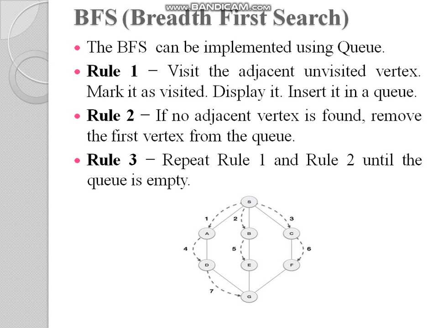Here there are 3 rules. Rule 1, visit the adjacent unvisited vertex, mark it as visited, display it, and insert it in a queue. Rule 2, if no adjacent vertex is found, remove the first vertex from the queue. In DFS, it removes the most recently visited vertex, but in BFS, it removes the first visited vertex. Rule 3, repeat rule 1 and rule 2 until the queue is empty. In DFS, it traverses a graph in a depth-wise manner. In BFS, it traverses a graph in a breadth-wise manner.